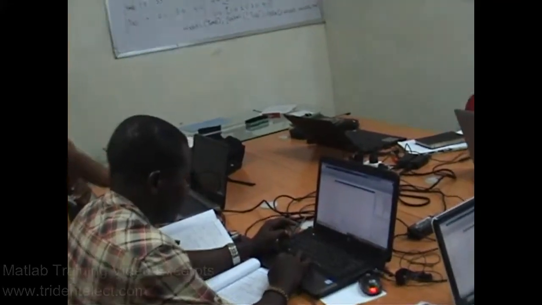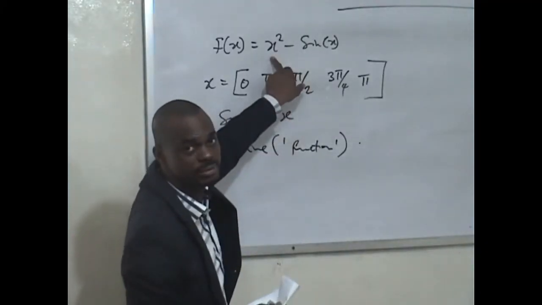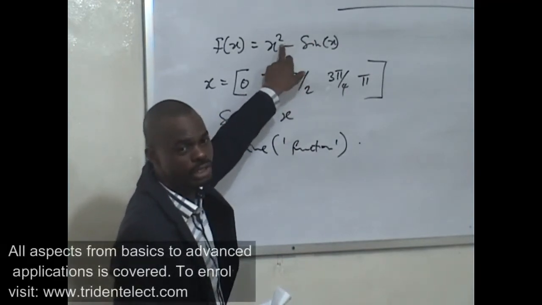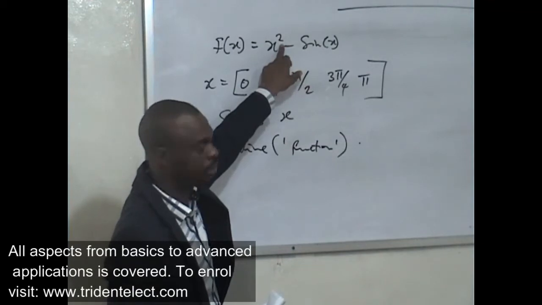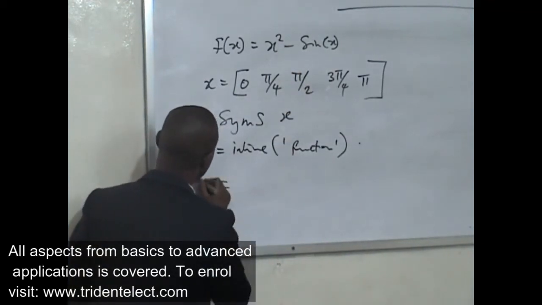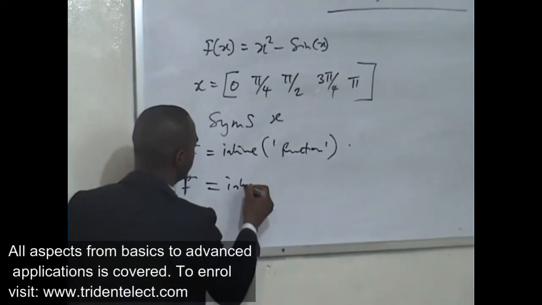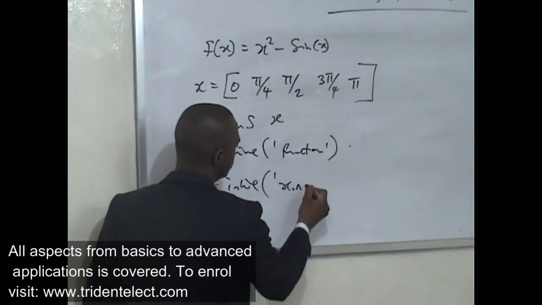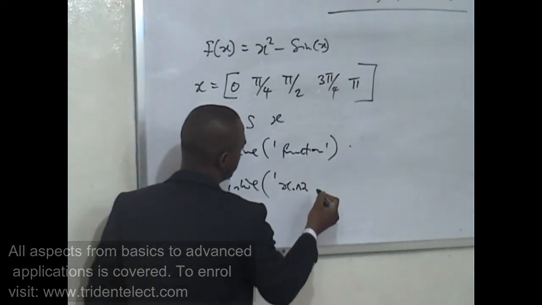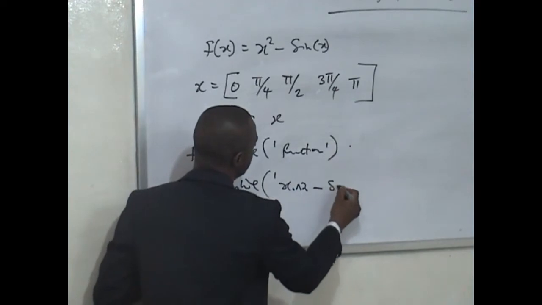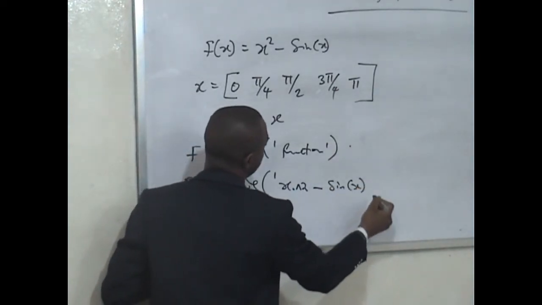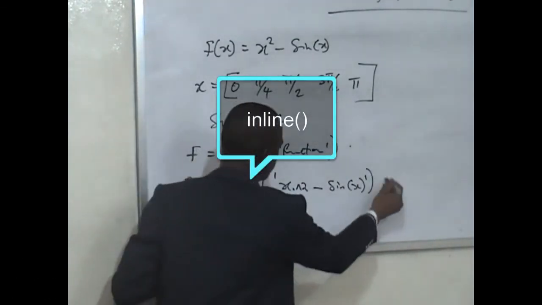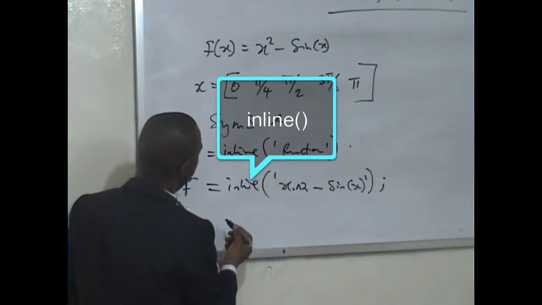So you have to vectorize. Your x raised to power 2, before the operator you put a period. So it's going to be f equal to inline x dot squared minus sine of x. If you want to suppress it so it doesn't show, you can suppress it.